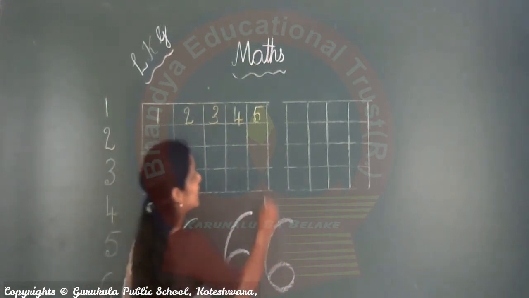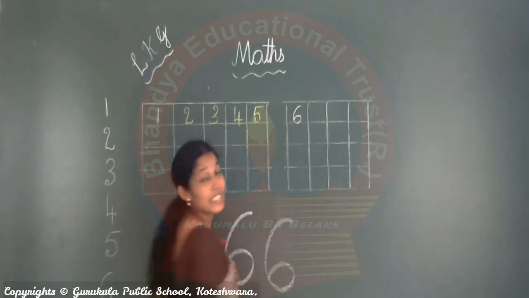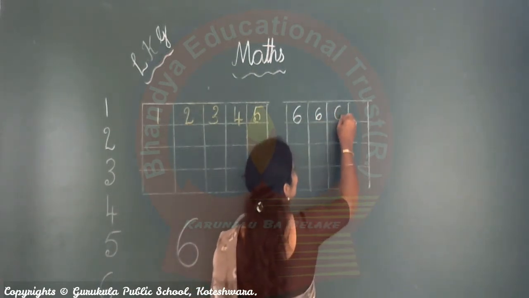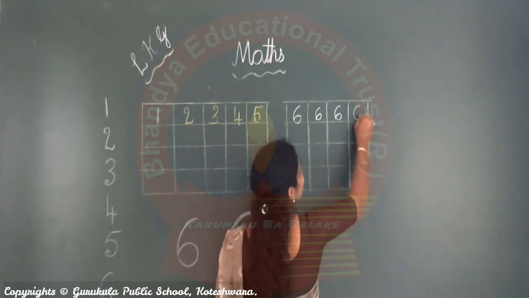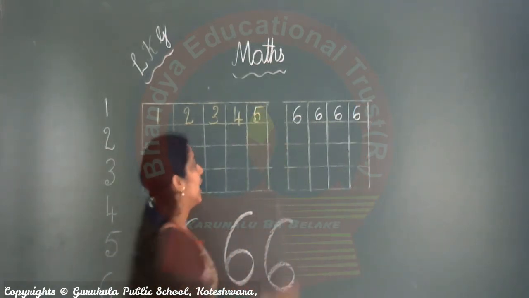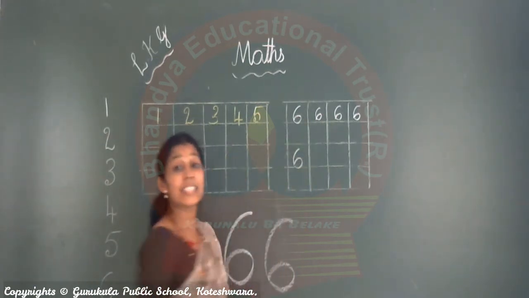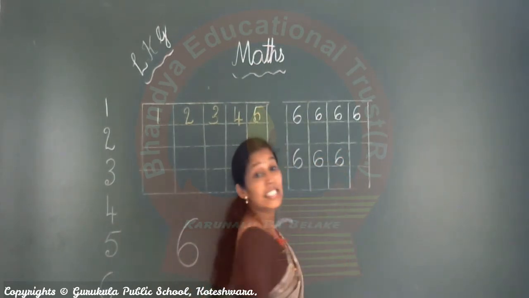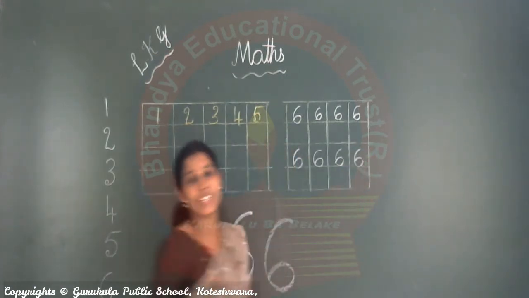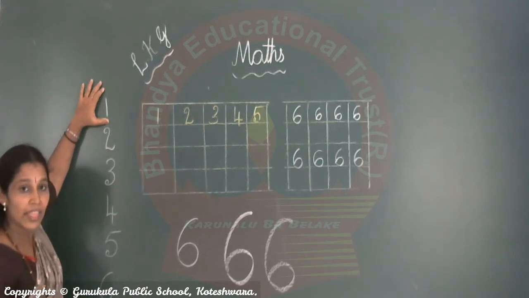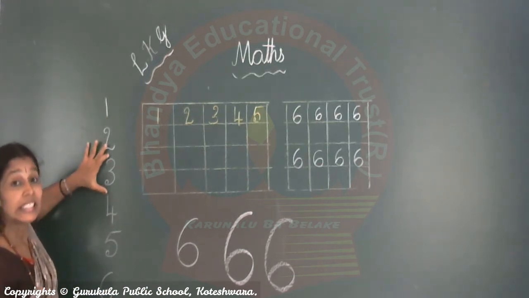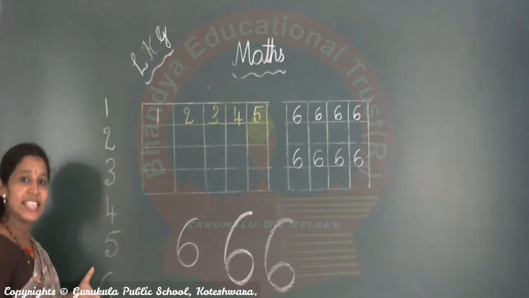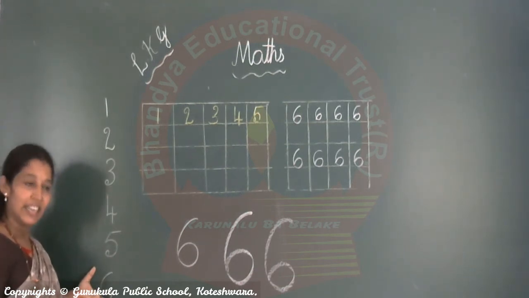6. See? This square line you should write like this. 6. See? 6. 6. 6. Right? Again, see here. 6. 6. 6. 6. Right? Now, 1, 2, 3, 4, 5, 6. Yes?